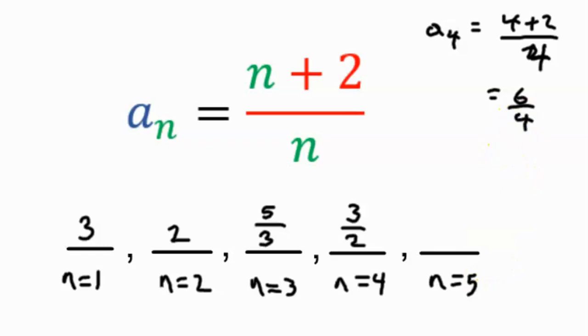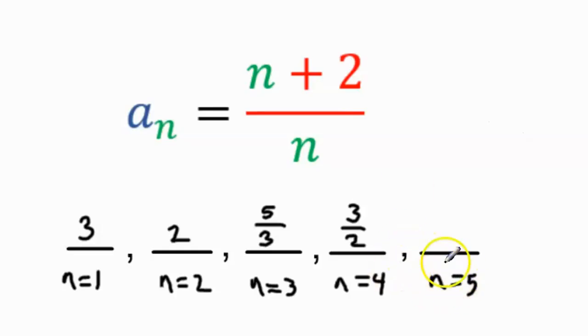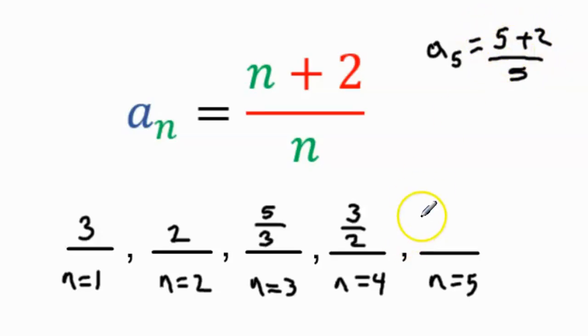So now let's do our fifth position. First, let's go ahead and erase this. For the fifth position, n is 5. So we're going to substitute 5 for all the n's. So a sub 5 is equal to 5 plus 2 over 5. The 5 plus 2, that's just 7. And we have 5 for the denominator. So these are the terms of our explicit sequence.